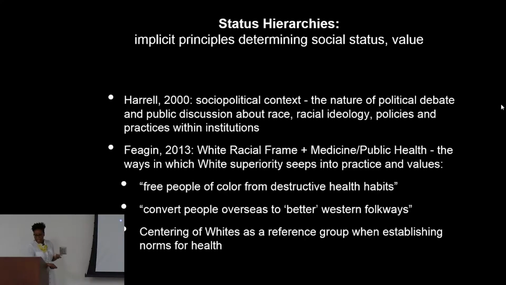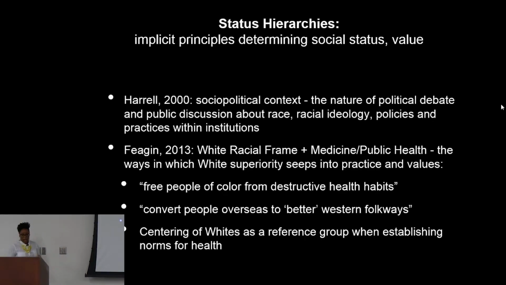So status hierarchies, which reference the implicit principles determining social status, show up in a couple of ways, a couple of examples that I want to share. So Harrell describes this, I would put this under this category, socio-political context. So the nature of political debate and public discussion about race, racial ideology, policies, and practices within institutions. How do we discuss racial disparities, for instance, in health? How do we frame that as a racial problem or don't racialize it at all beyond including race as a variable in our models?